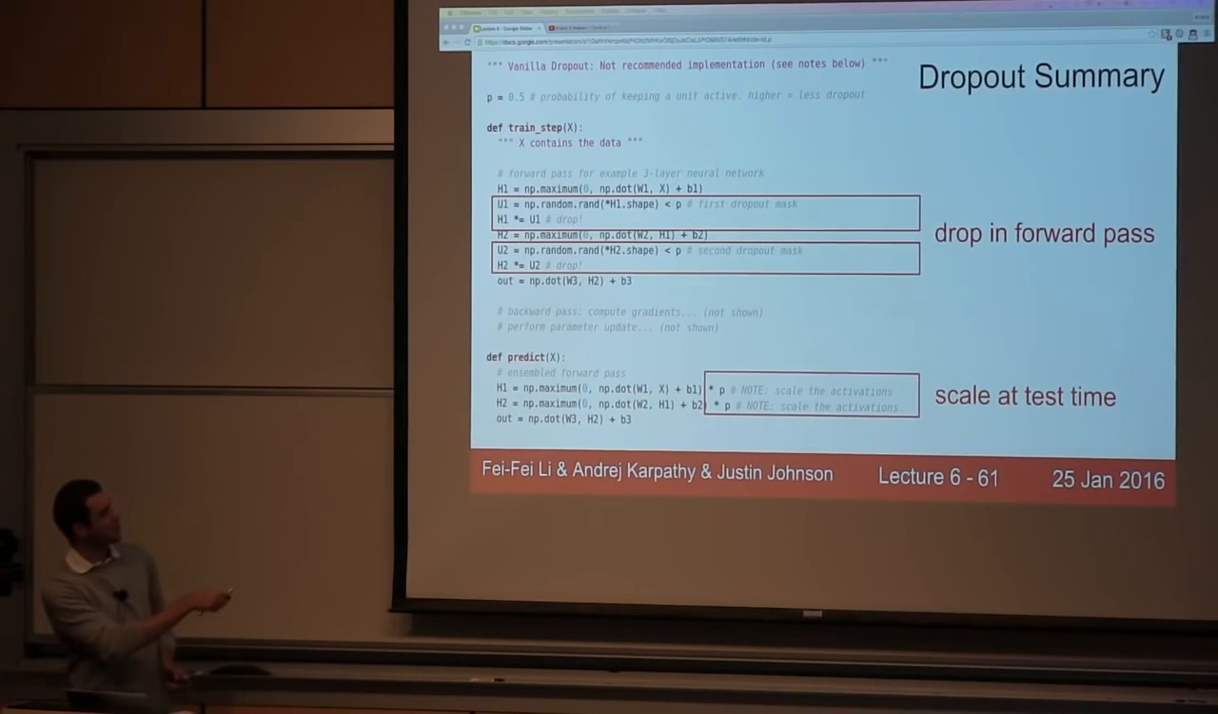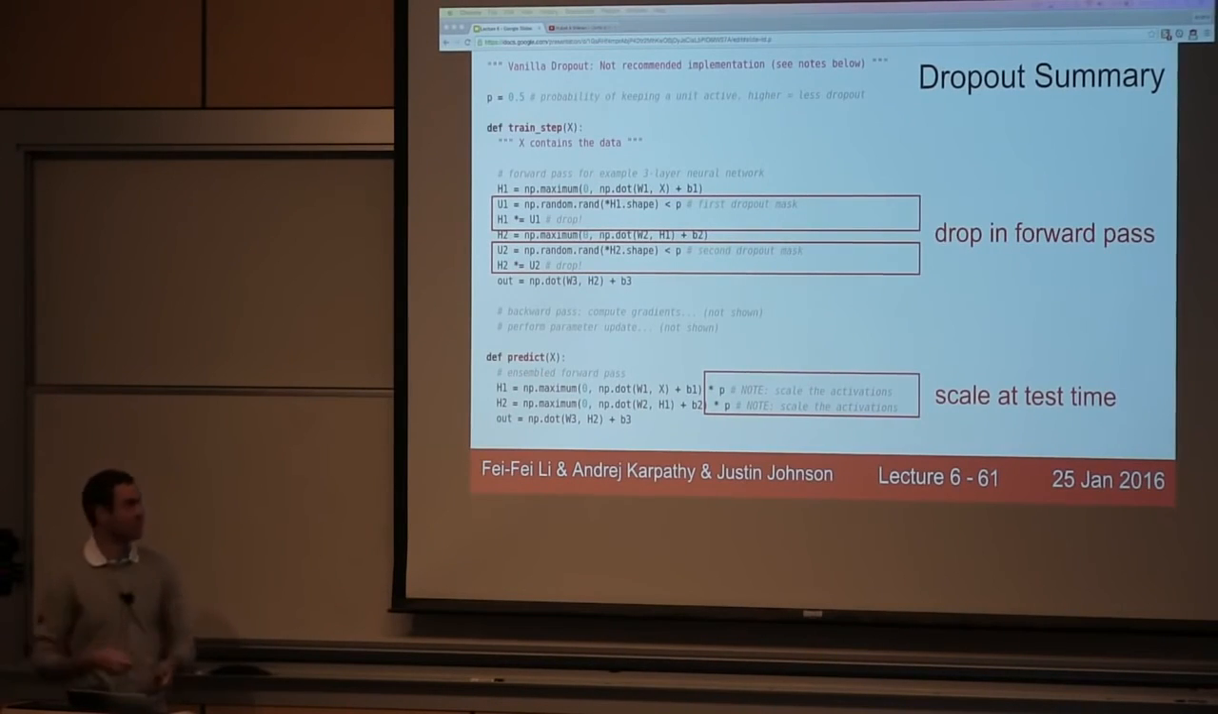So, dropout summary: if you want to use dropout, keep your units with a probability of p, and then at test time, don't forget to scale them. If you do this, your neural networks will work better. Okay? And don't forget to also backpropagate the masks, which I'm not showing here.